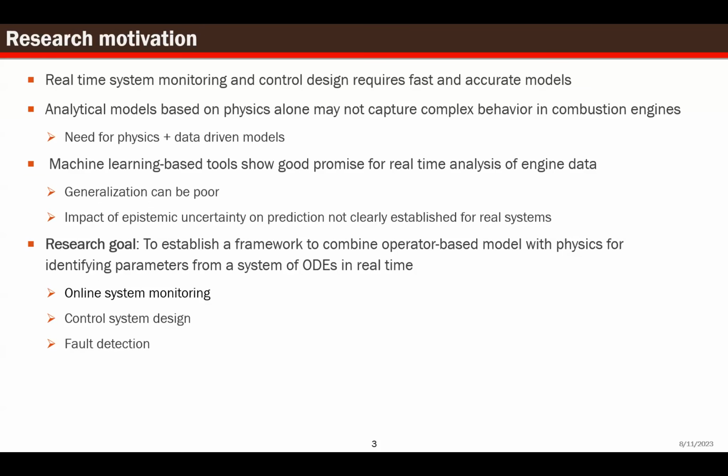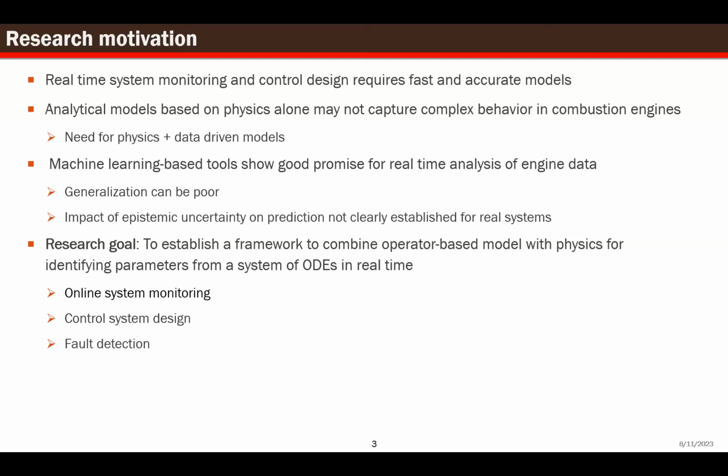So one of the key requirements for this project, especially from our sponsor, is that they need a model which is able to predict in real time and also be accurate. And this is very important for real systems like a combustion engine, because the transient behavior is very fast, and the output response that you're trying to estimate from a model has to be accurate as well as real time. So that was one of the key requirements.